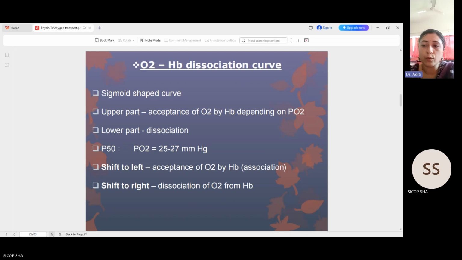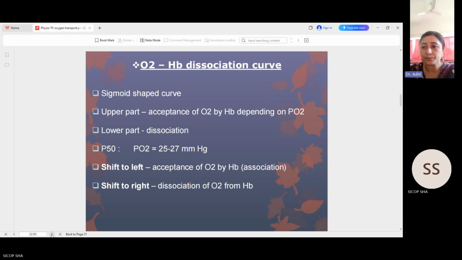P50, at which the PO2 or the partial pressure of oxygen is around 25 to 27 mmHg, and when the curve shifts to the left, that indicates association or acceptance of oxygen by hemoglobin, and a shift to the right indicates dissociation of oxygen from the hemoglobin.